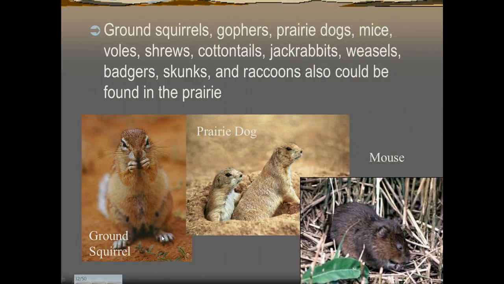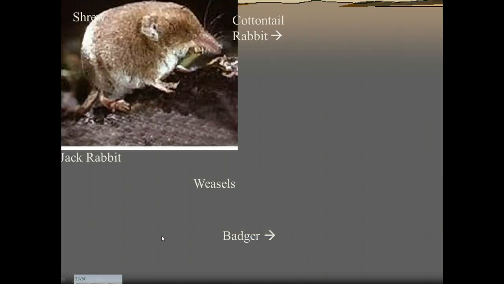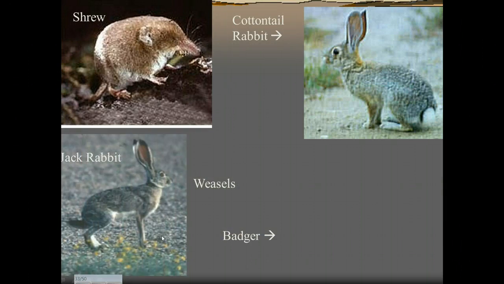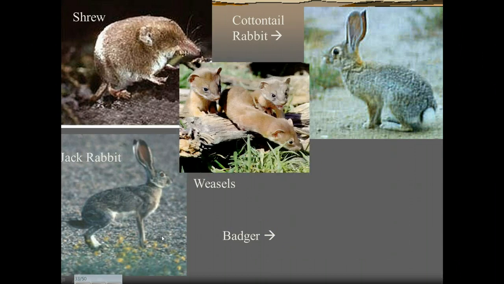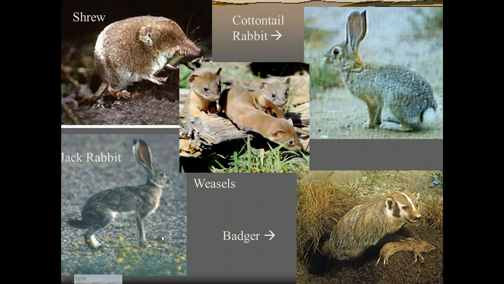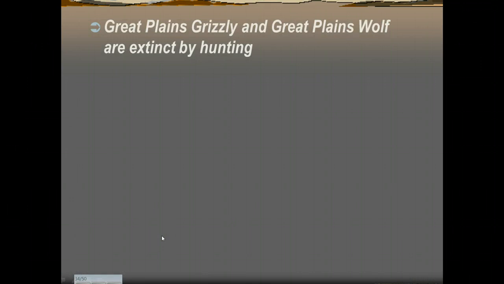In addition to that, they've listed some of the other animals that exist on the prairies: jackrabbits, weasels, badgers, skunks, shrews, and cottontail rabbits. Look at the size of those ears, kind of neat. Again, remember these animals are all pretty much burrowing. You see that with the badger, coming out of his hole there, and they kind of have to stay close to the ground because of where they live.